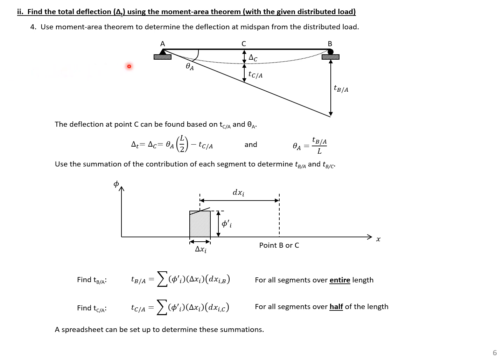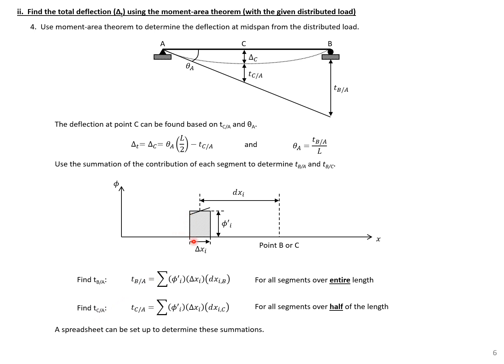We can then use our Moment-Area Theorem to determine the deflection at midspan from the distributed load using the discretized curvature diagram from the previous slide. Just like the first part of the example, our total deflection will be equal to our theta A times L over 2 minus t sub C over A, and that'll give us our deflection delta C. So we can find those two values just like we did in the previous part of this problem. We'll need to use the summation of the contribution of each one of these segments to find our t sub B over A and t sub C over A.